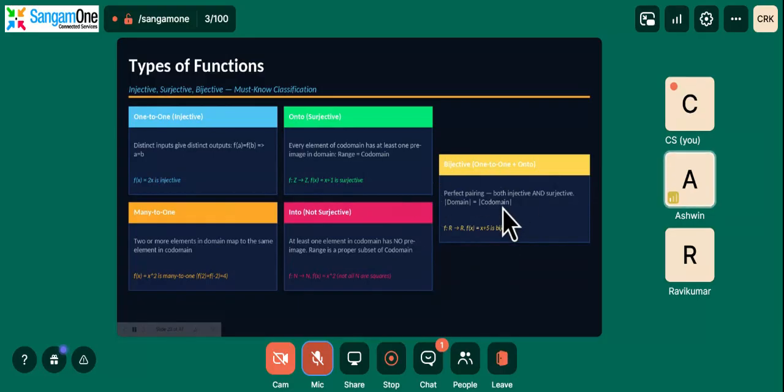If you take A as the set of natural numbers and B as the set of natural numbers, then for a bijection, the domain and codomain should be equal. If they are not equal, it could be any of these four.